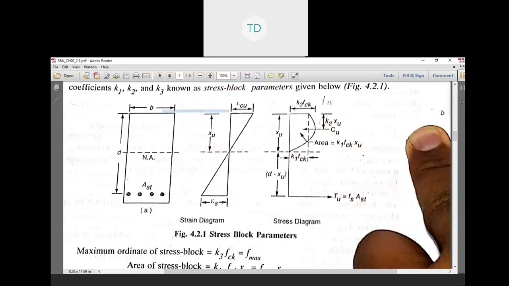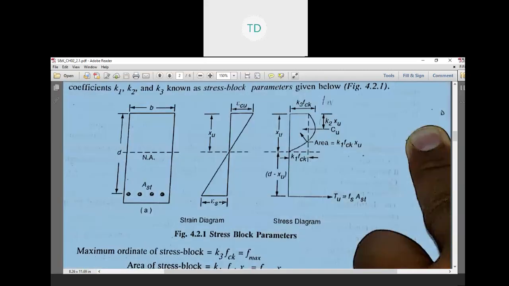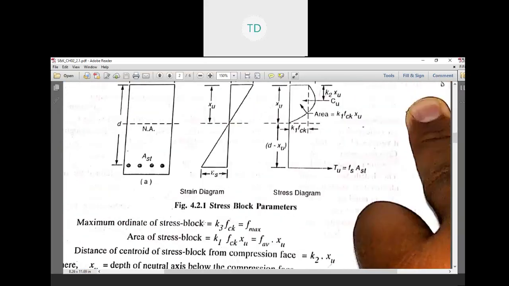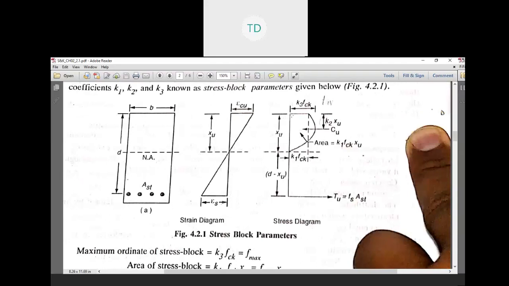Epsilon cu and epsilon s, concrete and steel. The diagram seems similar, but it's not. The upper body is similar to the top, and the lower body is similar to the depth of small d, not capital D, as I mentioned. XU, the terms I will explain in a few minutes. This is the diagram XU.